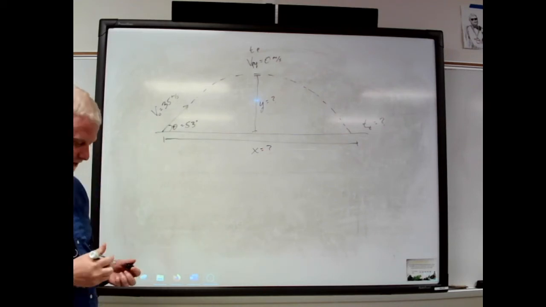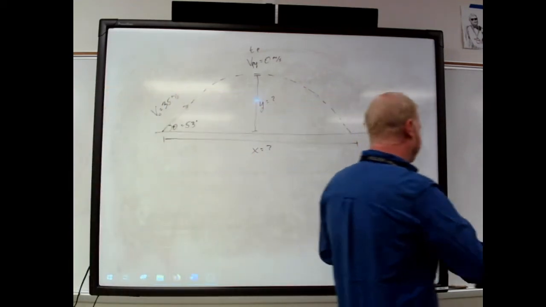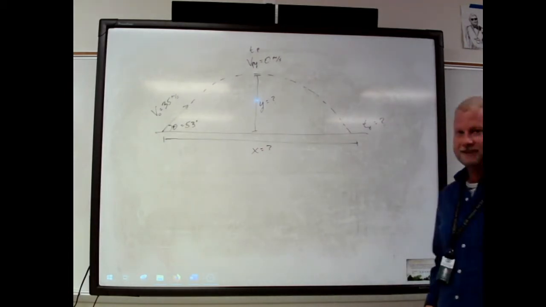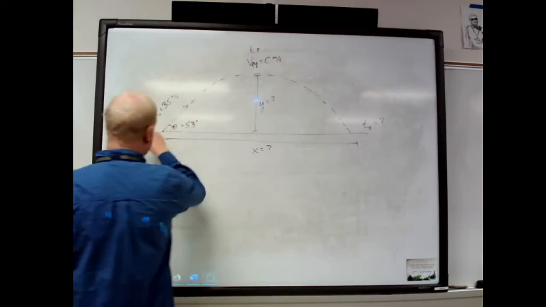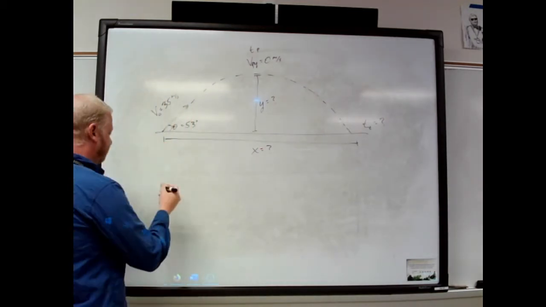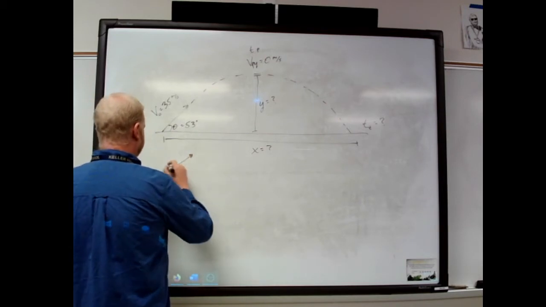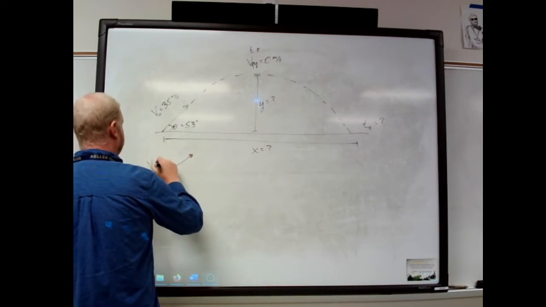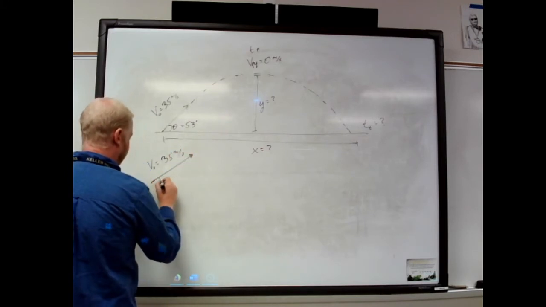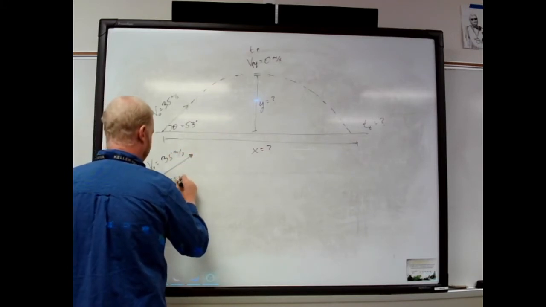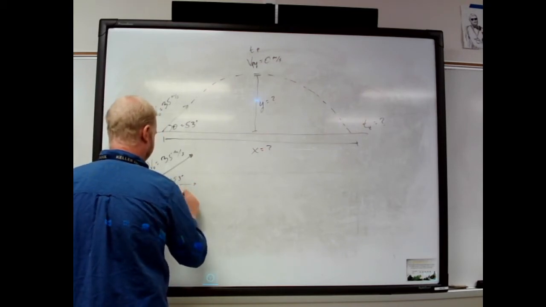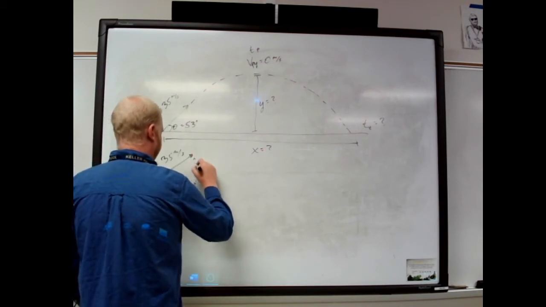Our first step here would be to find out how much of that initial velocity exists in the horizontal and how much exists in the vertical. So, let's break down our vector. We've got 35 meters per second at an angle of 53. We've got V naught x, and we've got V naught y.